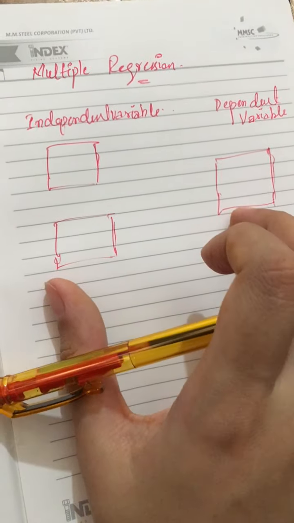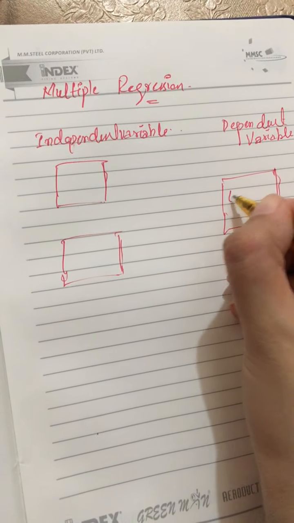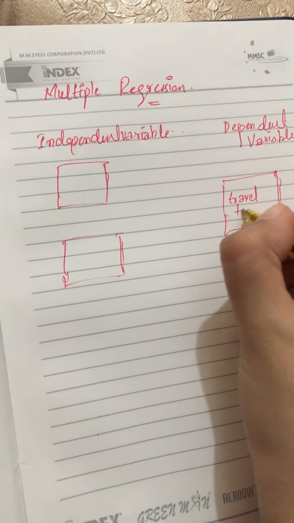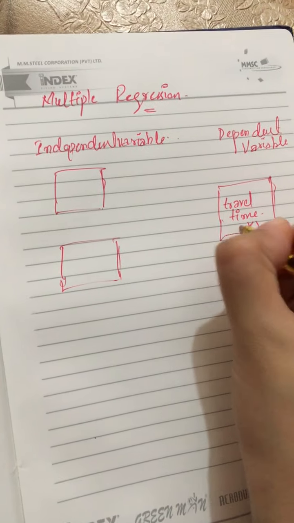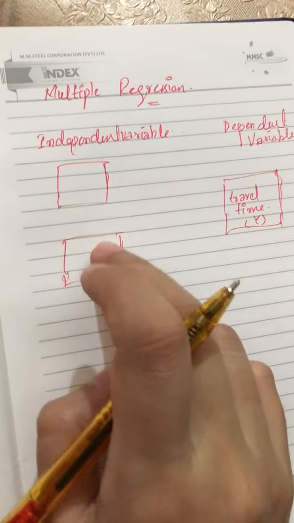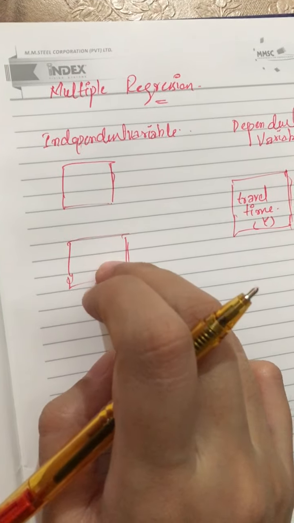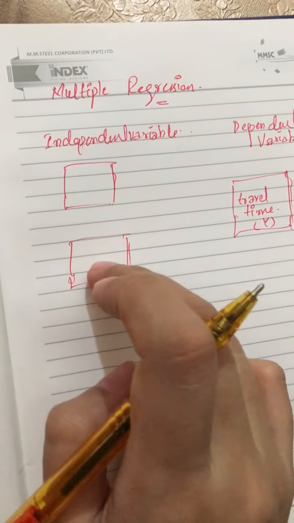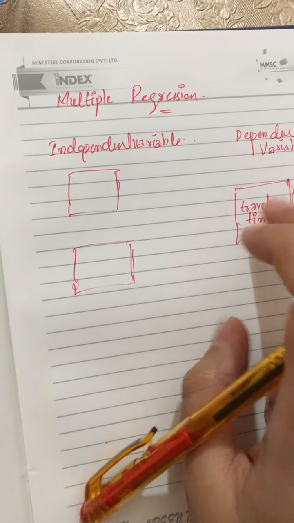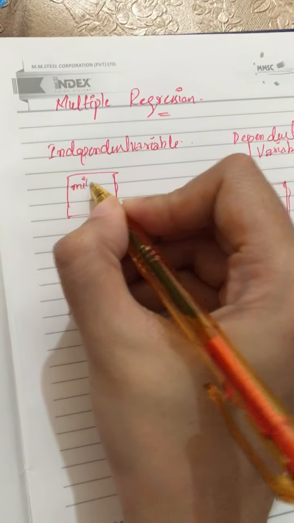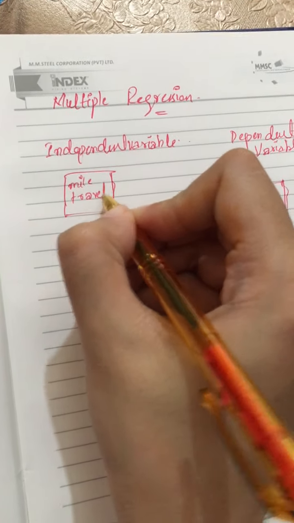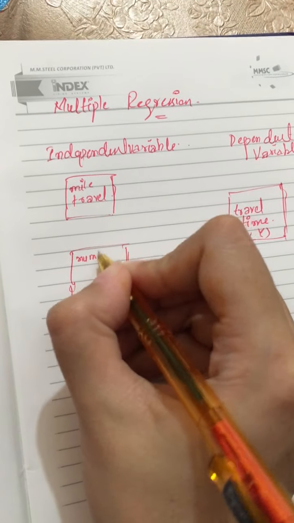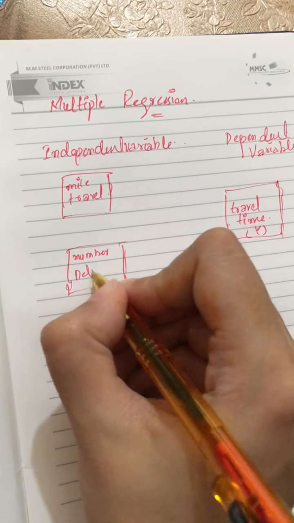I'm taking an example where I have to find the travel time, or y, and these are the two independent variables. On the basis of these two independent variables, I find the travel time. And what are these? The miles traveled and the number of deliveries.